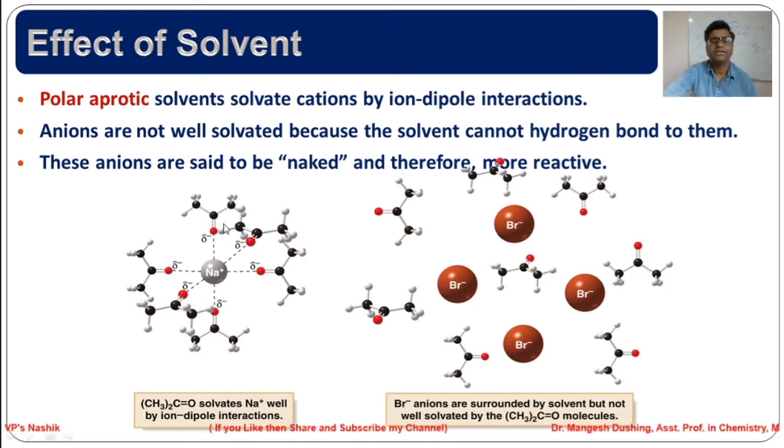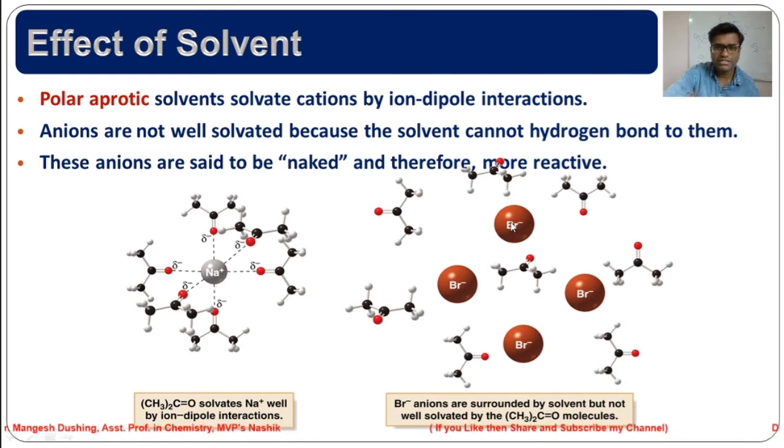Acetone is a polar aprotic solvent, so it doesn't have OH or H, that is, an exchangeable proton. So what will happen? The oxygen is partially negatively charged, and the sodium cation is positively charged, so there will be an electrostatic bond. So cations will be very well stabilized.